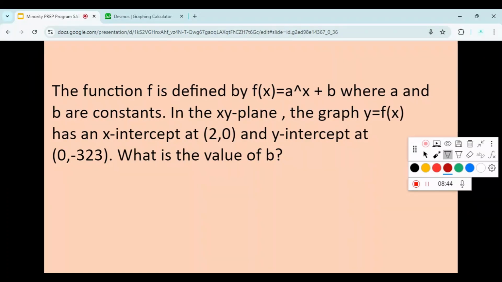Here's your next question. Whenever I see a question that has constants, and they give me some points that I know are supposed to be in the graph, I just go ahead and plug it in and see what I can do with it.